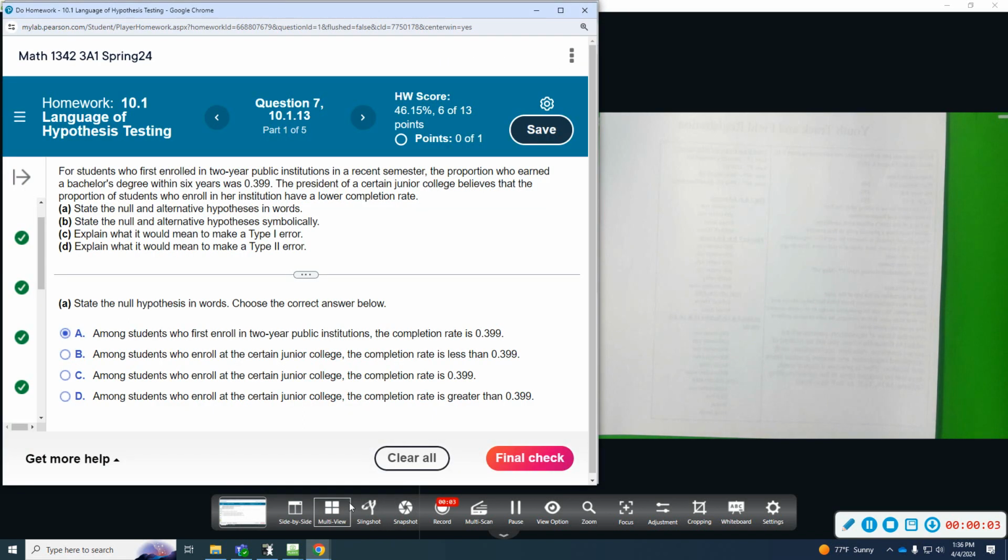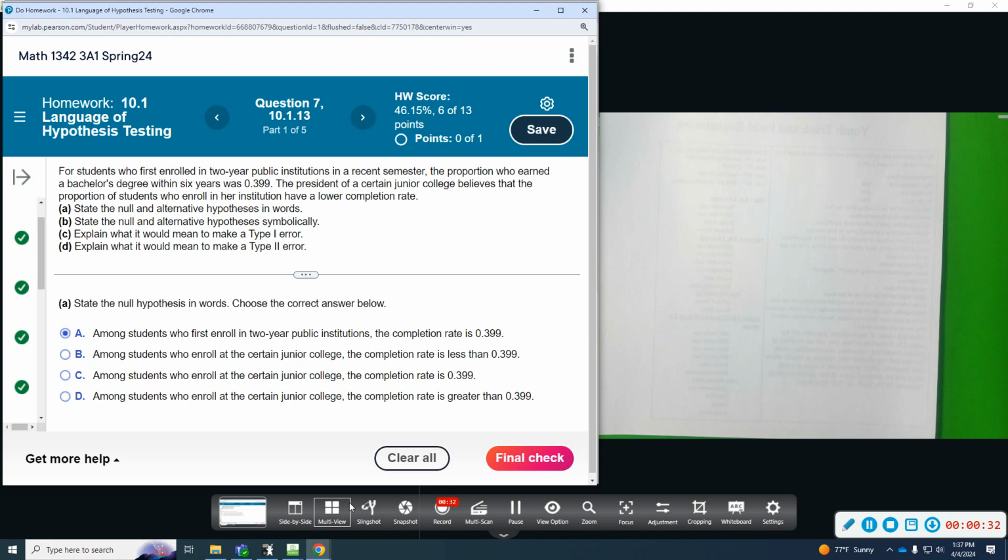All right, number 7, we have 5 parts. It says for students who first enrolled in 2-year public institutions in a recent semester, the proportion who earned a bachelor's degree within 6 years was 0.399. The president of a certain junior college believes that the proportion of students who enroll in her institution have a lower completion rate. So we have A, B, C, and D.